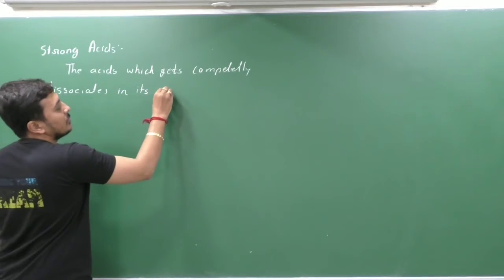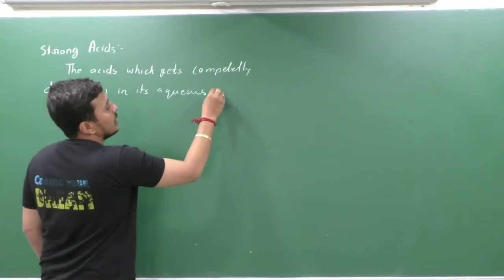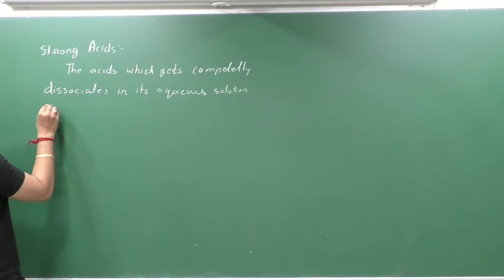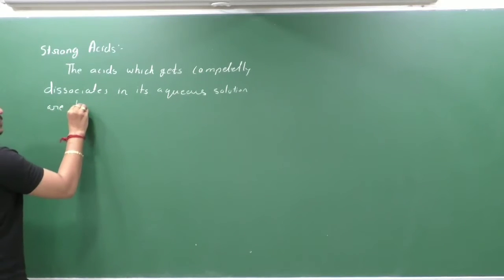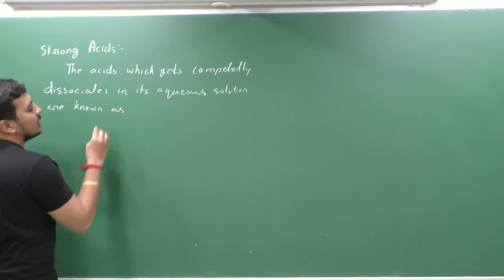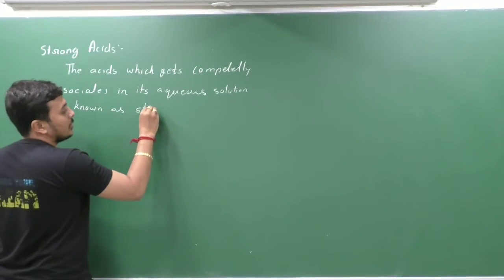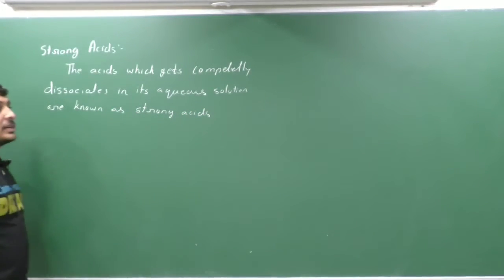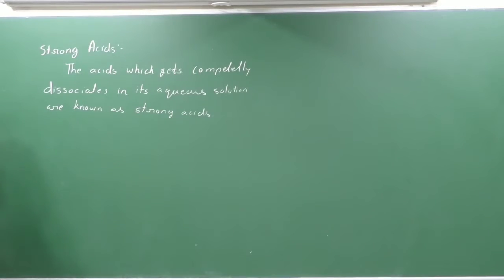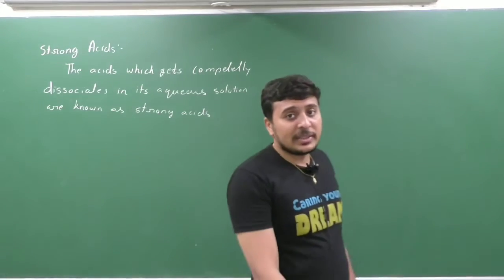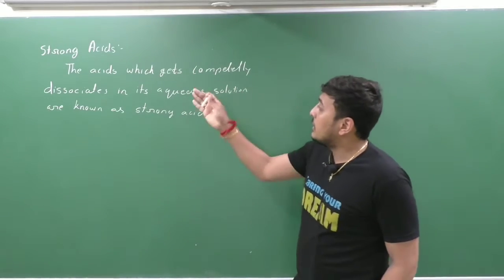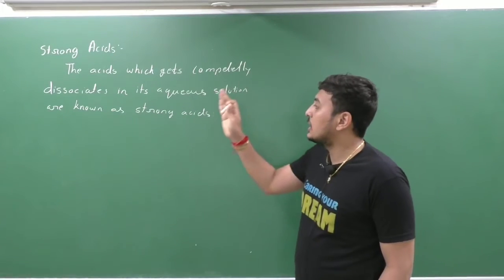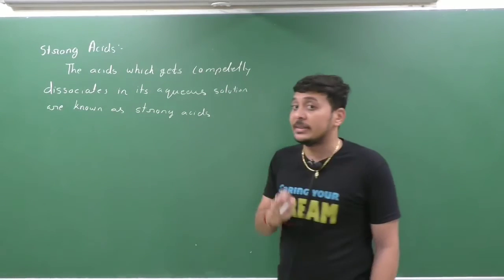The acids which get completely dissociate in its aqueous solution are known as strong acids. ध्यान से बेटा, what do you mean by strong acids? The acids which get completely dissociate. The acid which gets completely dissociate in its aqueous solution are known as strong acids.